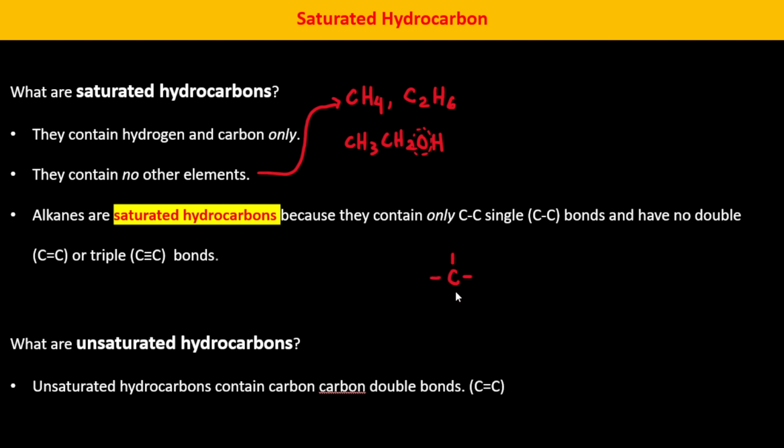For example, if it was methane, they contain only C to C single bonds, and they have no double bonds or no triple bonds. Okay, if it was ethane, it would be like this. There is no double bond or triple bond. So that is why alkanes are saturated hydrocarbons. So vice versa, what are unsaturated hydrocarbons? Unsaturated hydrocarbons contain carbon to carbon double bonds.